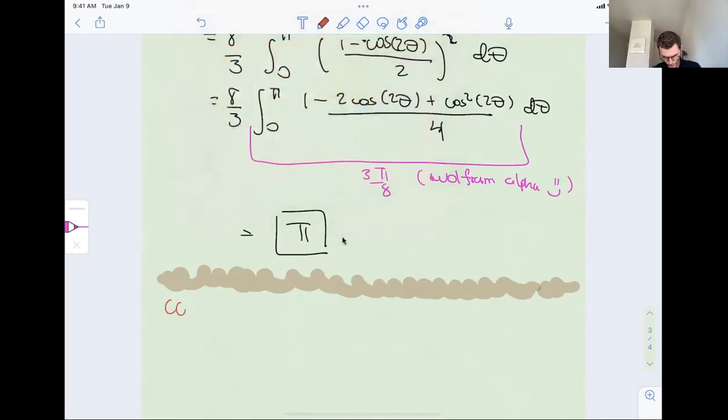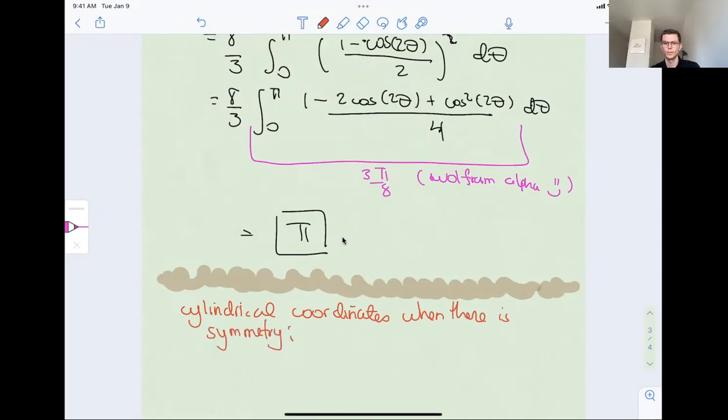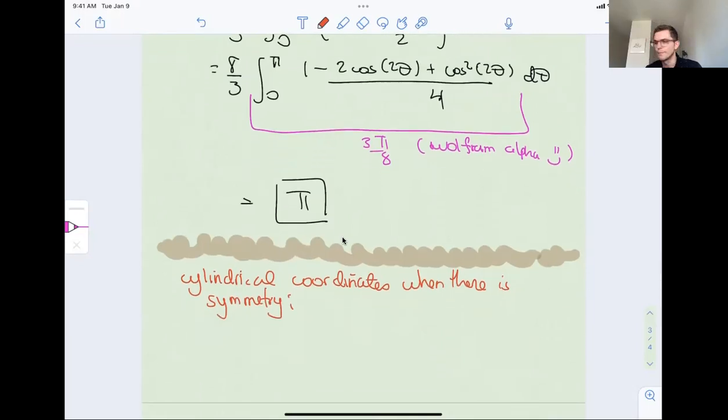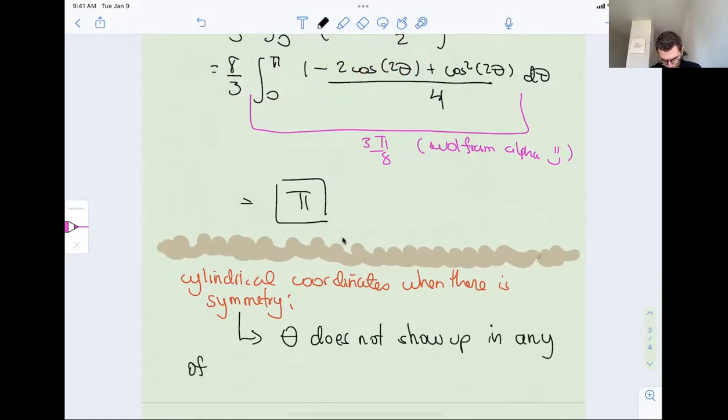And by symmetry here, I mean that theta does not appear in any of the equations describing the regions, any of the equations that you're given to determine the bounds.